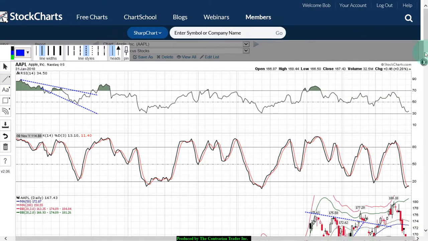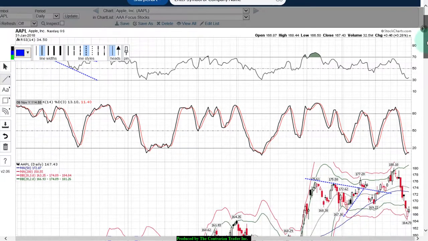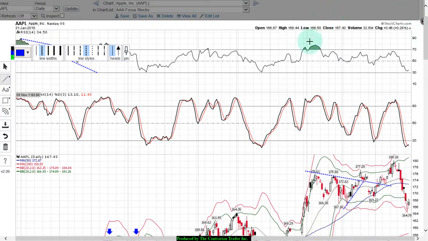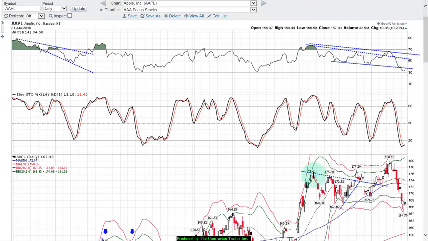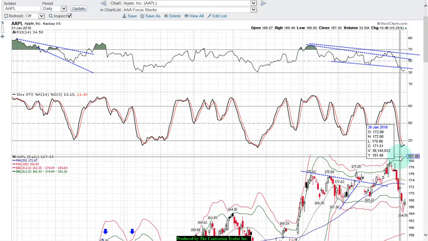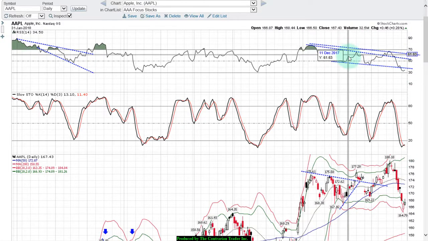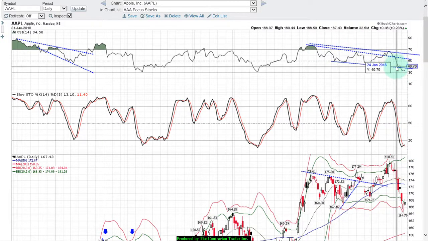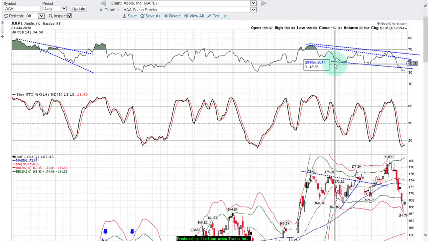RSI is not simply an overbought, oversold indicator. It is also a measure of divergences, meaning is a breakout being validated? So as you can see here, we put in a high on RSI back in November, on November 8th. Ever since that point in time, while we've broken out to new highs, RSI has been making lower highs and lower lows. That's a divergence.